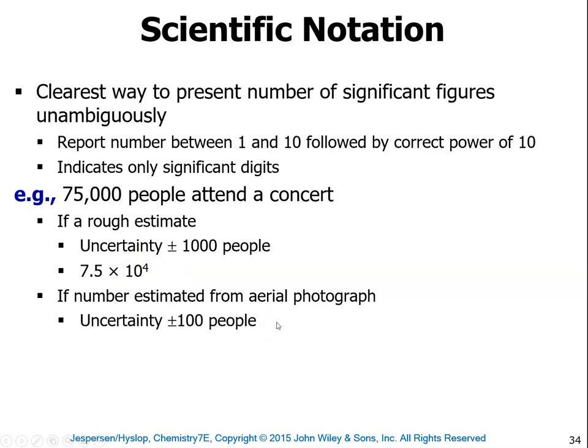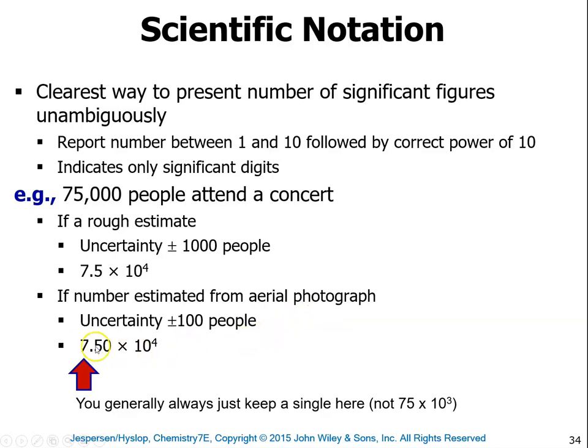But let's say we're looking at this in a different way, and the uncertainty is from an aerial photograph versus just someone looking out from in the crowd. So here we might add a 0 in scientific notation to say, hey, we're more certain that we have a better estimate than this initial rough estimate. So we're always going to keep a single digit in the front. It always happens. 7.5. You're not going to use 75 times 10 to the third. That's not scientific notation.